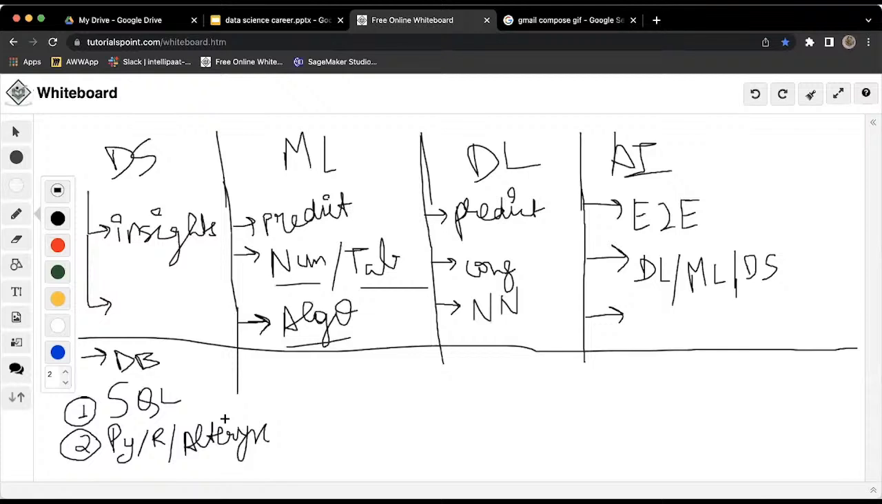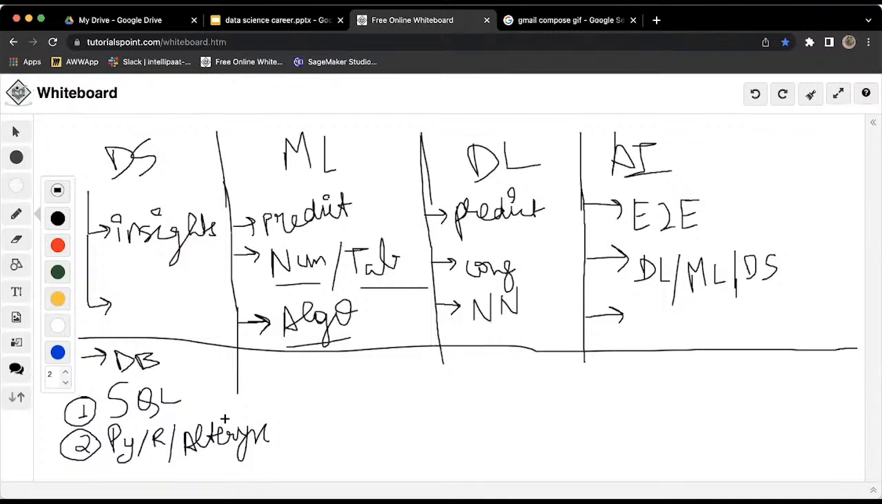No. Your CFO does not understand Python. Your CFO does not understand R. Your CFO does not understand SQL, anything, right? Your CFO just understands simple answers. So you need to learn how to represent your data, represent your results. So what you'll do?